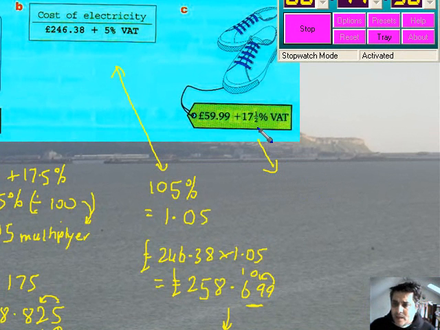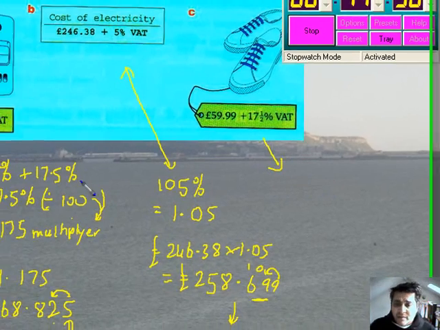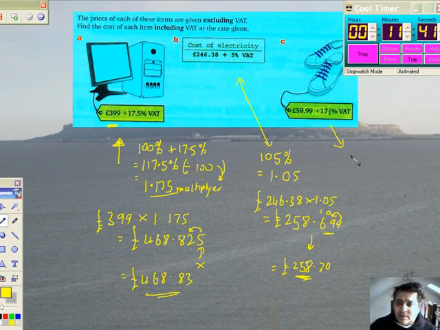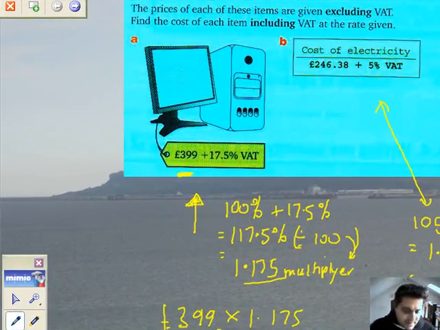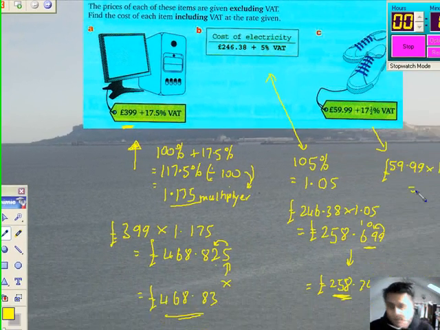So here we go. Jumping straight in, it's 17.5% VAT, so it's going to be just like this one over here. I'm going to go £59.99 multiplied by 1.175. So £59.99, obviously quite expensive trainers, plus the VAT on top. 1.175 will give me, there it is, you can see that.